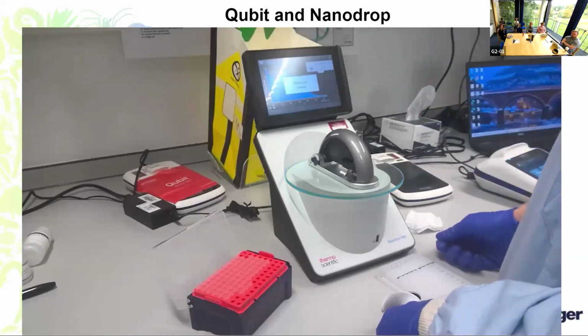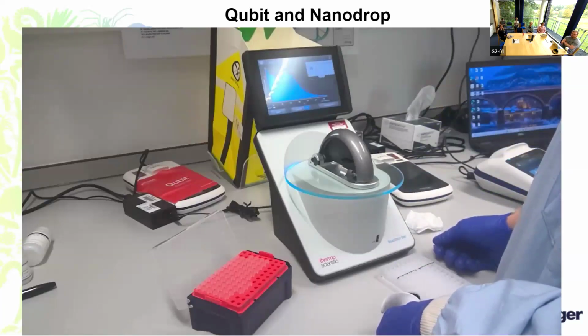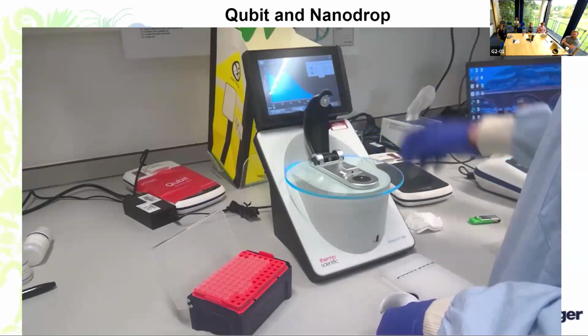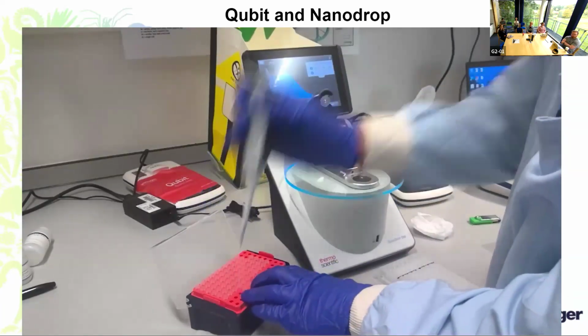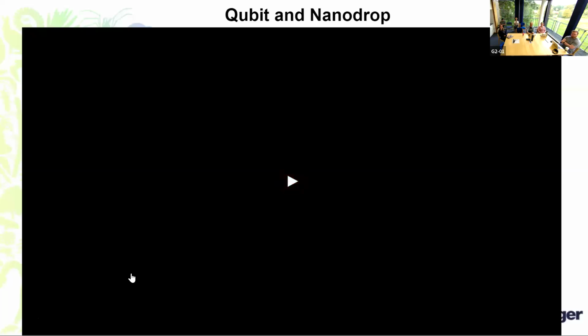For the NanoDrop, we're working 1 sample at a time, unfortunately, compared to the Qubit where we had 8 samples at a time. So it's a little bit more time consuming, but it gives you good purity values.